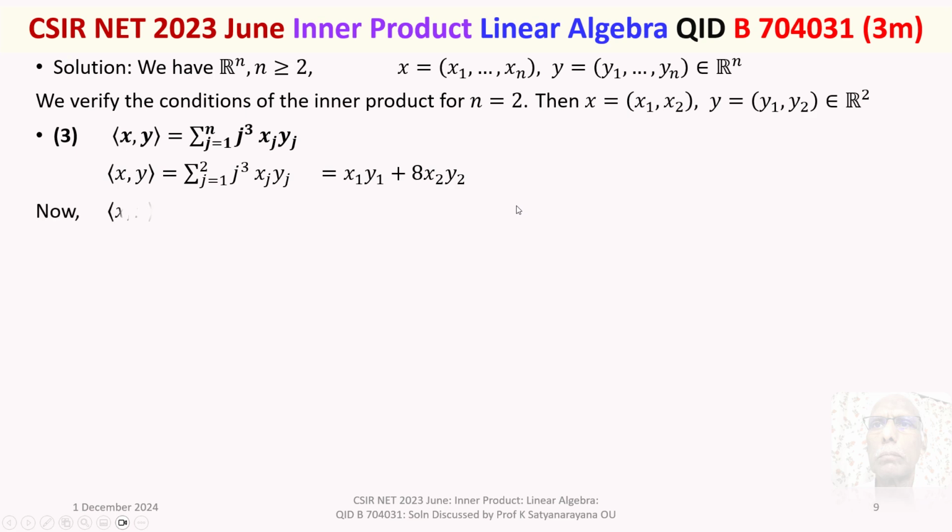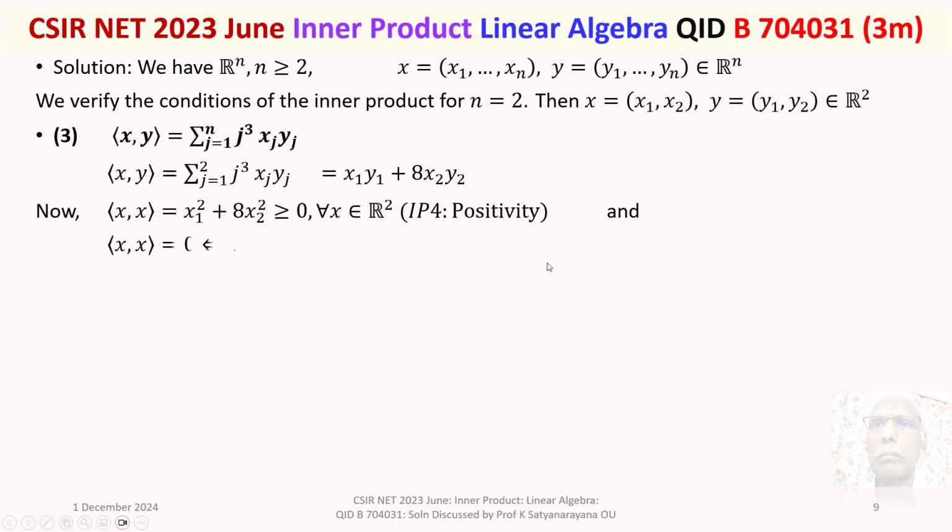Agreed. So as usual, we see the positivity. X comma x is x1 square plus 8 times x2 square, which is always greater than or equal to 0 because it is a sum of squares for all x belongs to R square. Positivity IP4 is satisfied, and positive definiteness: x comma x is equal to 0 will imply x1 square plus 8 x2 square is equal to 0 if and only if x is equal to 0. Thus IP5 positive definiteness is also satisfied.